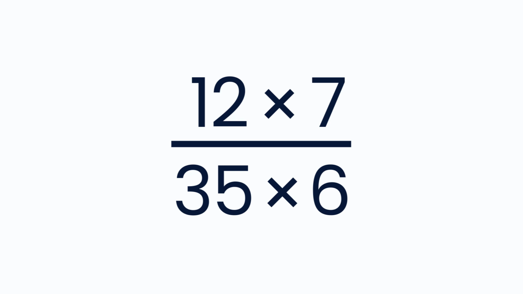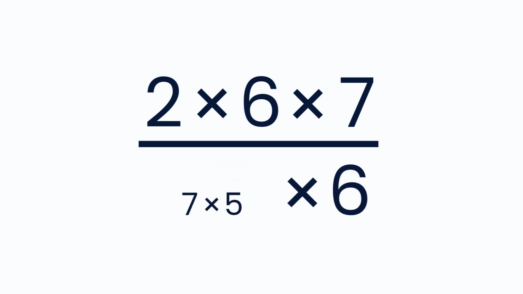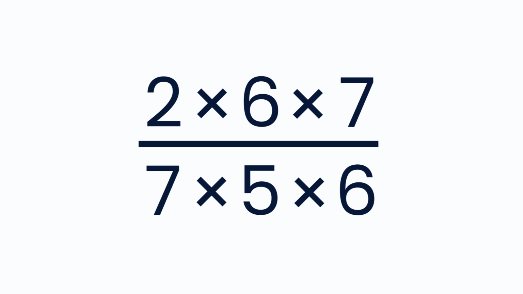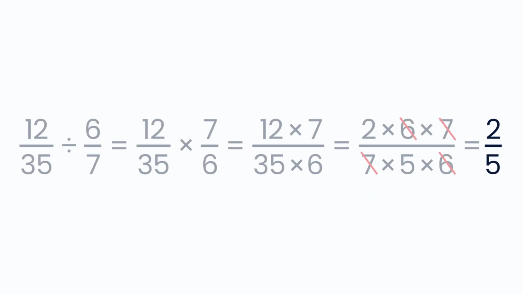You factorize 12 into 2 times 6, and you factorize 35 into 7 times 5. That gives you 2 times 6 times 7 in the numerator, and 7 times 5 times 6 in the denominator. You can cancel both the 6's and the 7's, leaving you with 2/5 as the answer to the division.